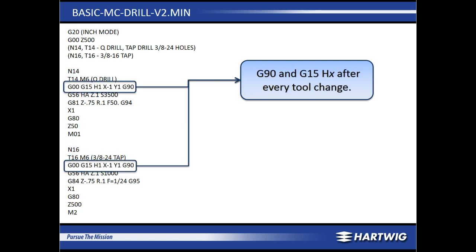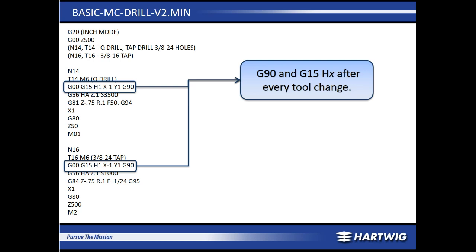Another thing that we're going to do to this program to make things a little more correct, or a little less likely to run into hiccups, is I'm going to set a G90. So I'm going to say I want to be in absolute positioning mode, and I'm going to set my G15H value after every time I do a tool change. And the reason we put this G90 and this G15H line after every tool change back in the program is it would be possible to have more than one part run by each tool.